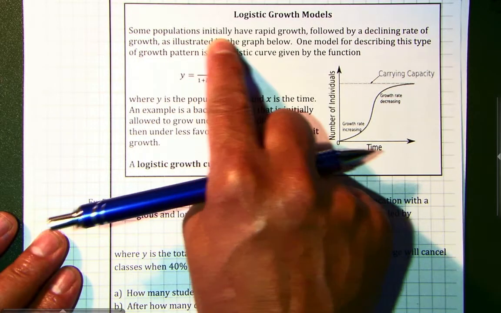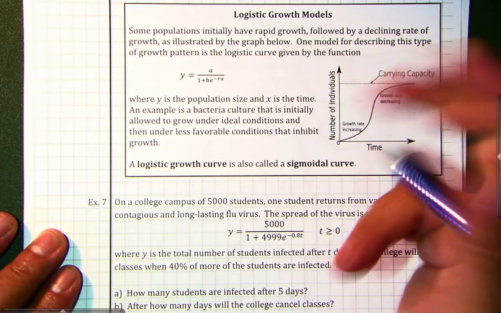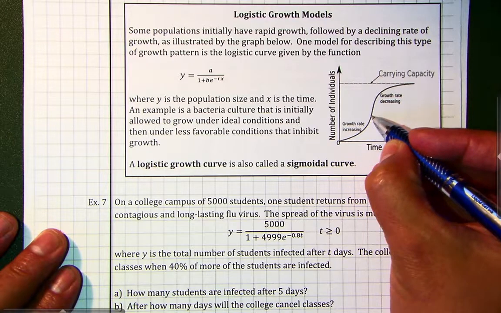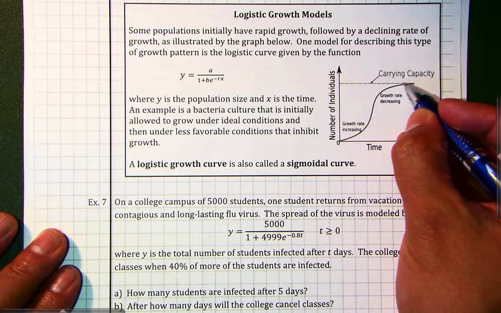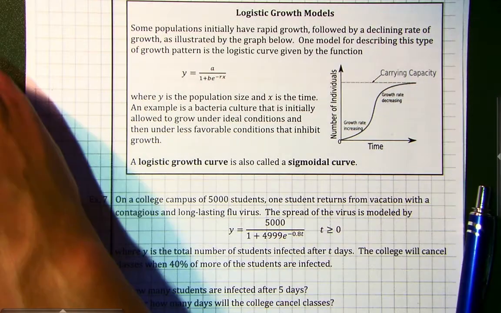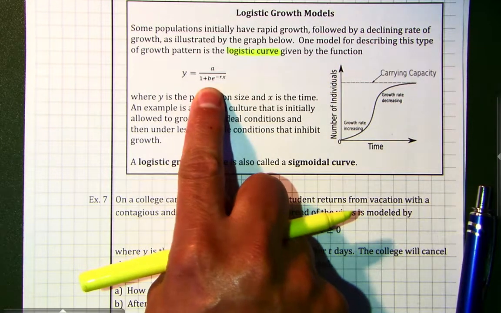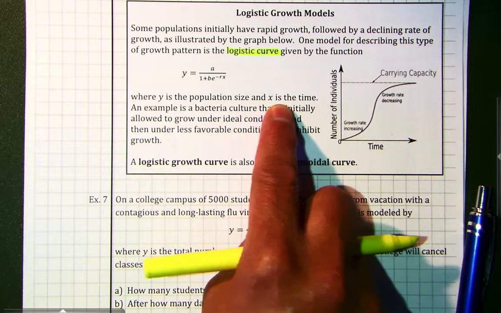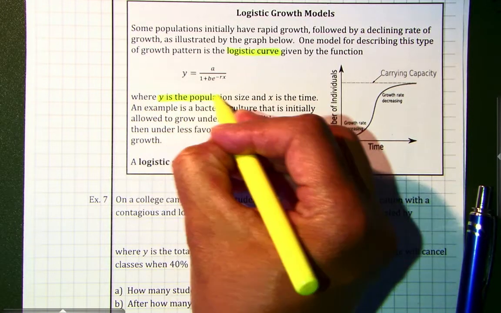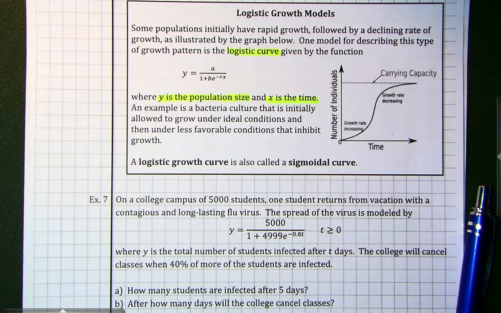Some populations initially have rapid growth, followed by a declining rate of growth, as illustrated by the graph below. So notice that the graph is increasing pretty fast, and then the growth slows. One model for describing this type of growth pattern is a logistic curve. So this is a logistic curve given by the following function, where y is the population size and x is the time. A and b are just going to be two numbers depending on the initial and other variables.